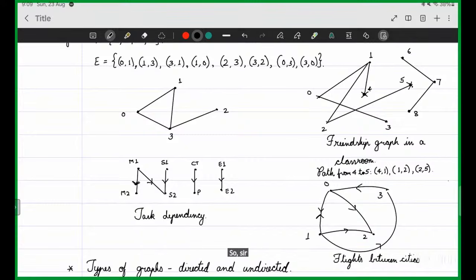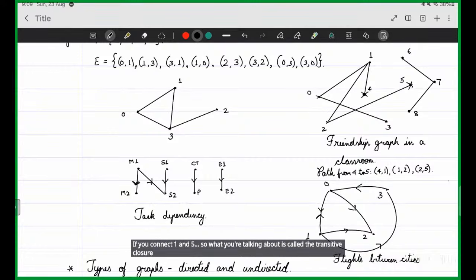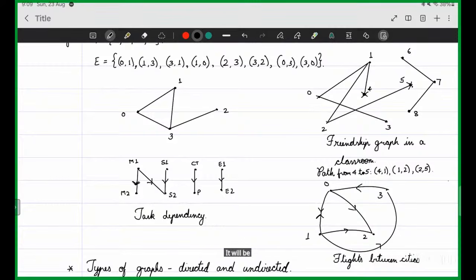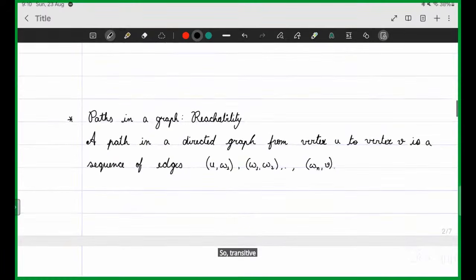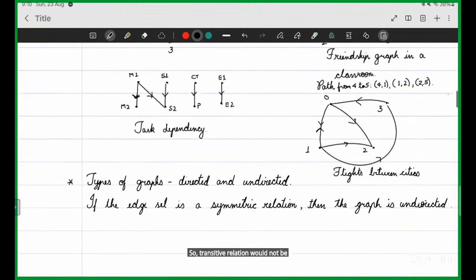Sir, if I connect 1 and 5 with an edge? What you're talking about is called the transitive closure. Like what edges you need to add to make it a transitive relation. Okay, that also is there in the week 11 content, transitive closure of a graph. That it will form cycles, yeah. Okay, so transitive relation would not be considered in this case.